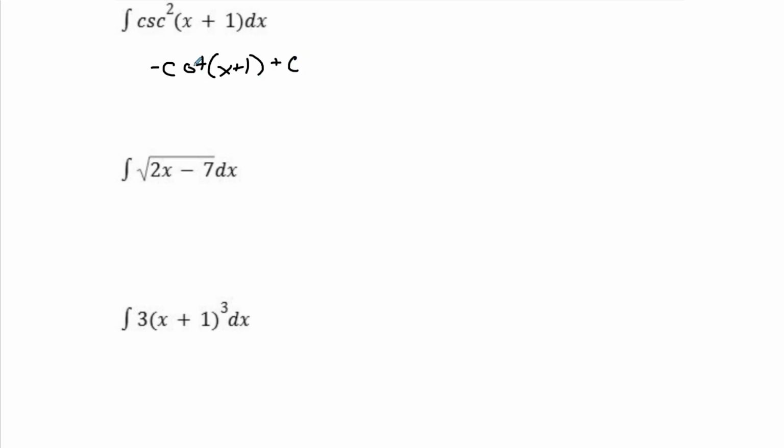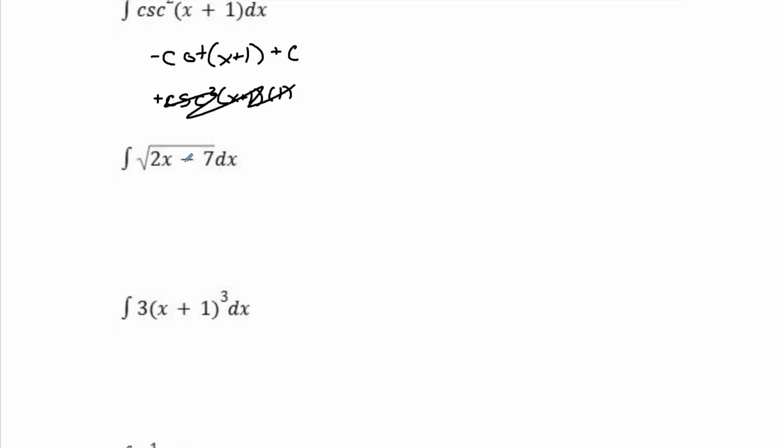Why? Because when we differentiate this, we're going to have to use the chain rule, but this x will end up differentiating into 1. So we would get positive cosecant squared of x plus 1 times 1. And that would give us our cosecant squared of x plus 1.